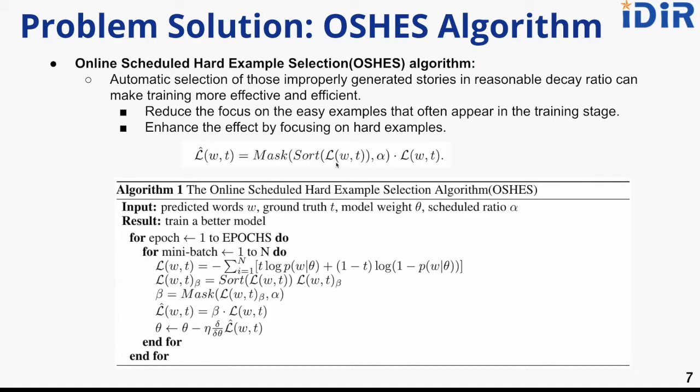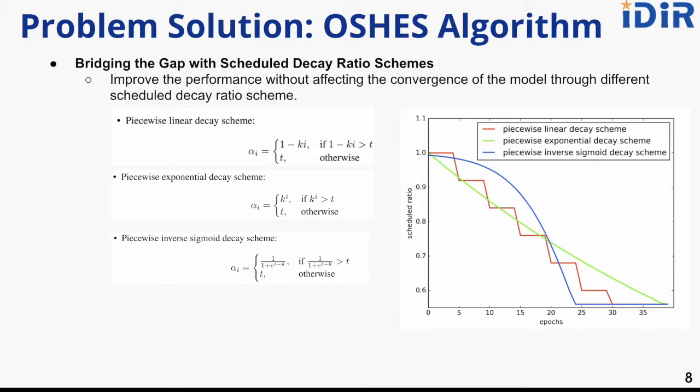As you can see, in the formula below, we first calculate the losses between the ground truth and the generated text, along with the R ratio, and then mask the easy examples and together with the original loss as a new loss. The pseudocode here explains how our algorithm works. Then we explore 3 different decay schemes, which are linear decay, exponential decay, and inverse sigmoid decay.